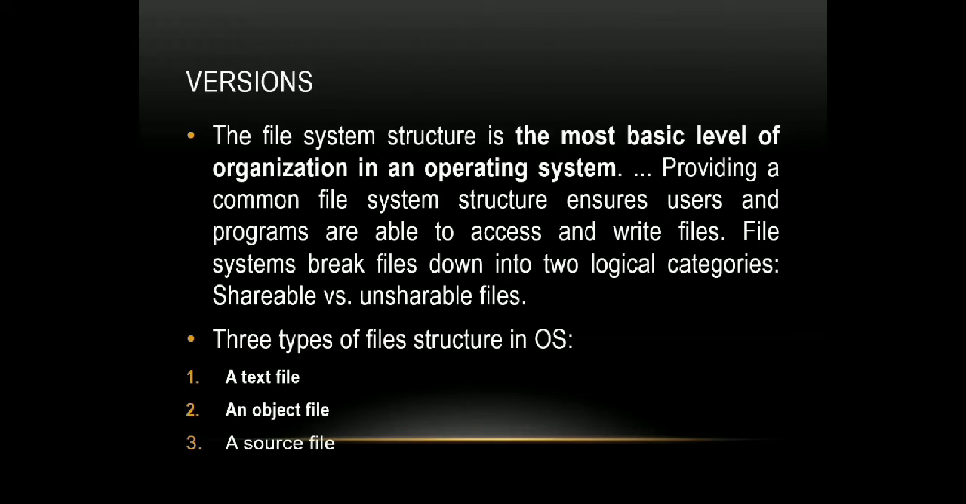A text file is a series of characters that is organized in lines, while an object file is a series of bytes that is organized into blocks. And the last one is the source file. It is a series of functions and processes.